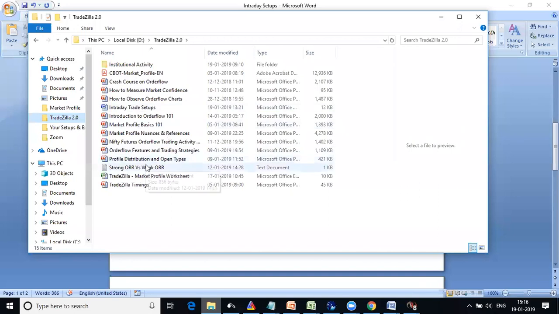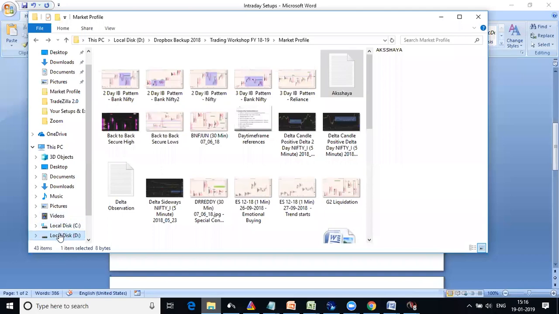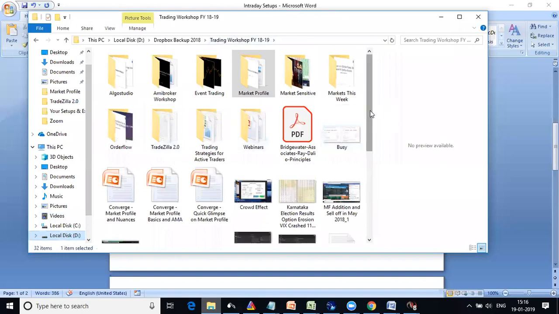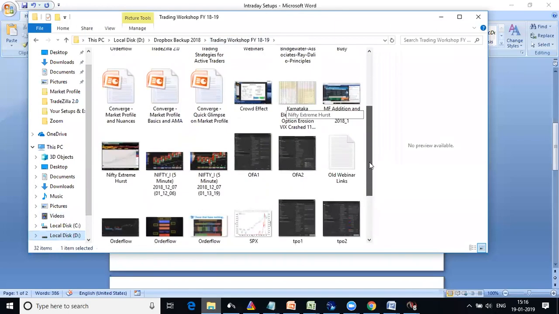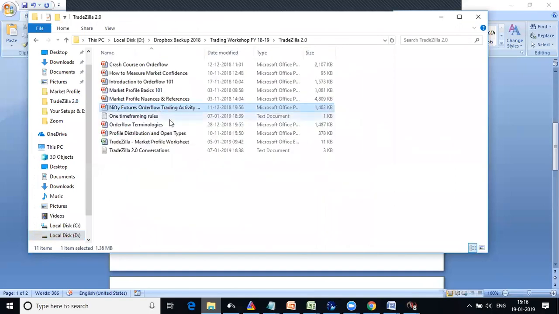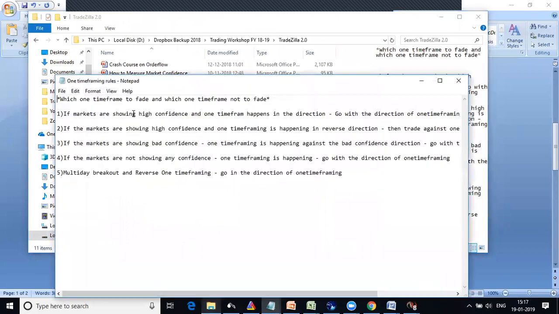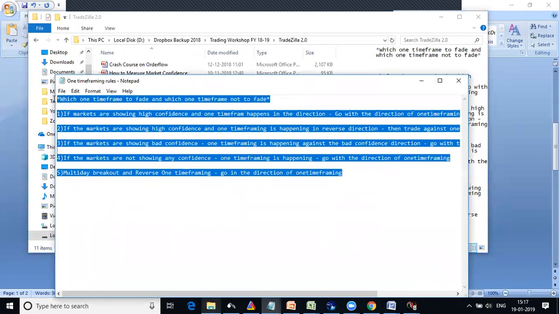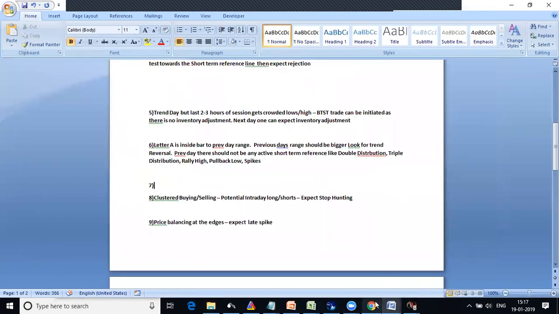We already talked about this one-time framing classification, but still we'll try to talk about it. We already talked about which one time frame to fade or which one time frame not to fade. And there is one more special scenario over here. We'll talk about all those setups one by one.